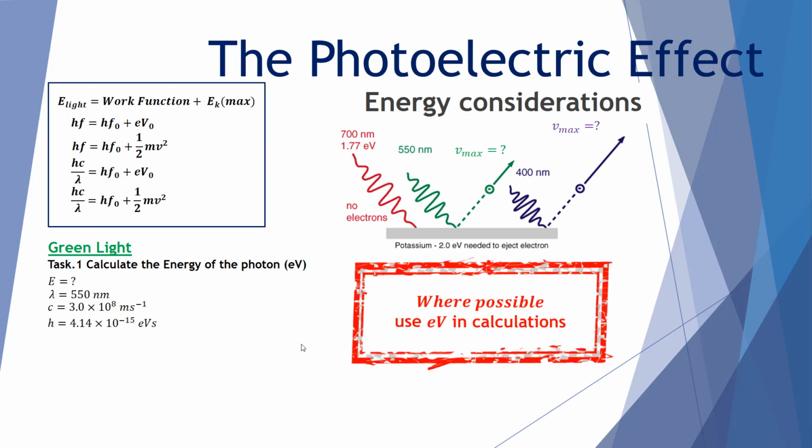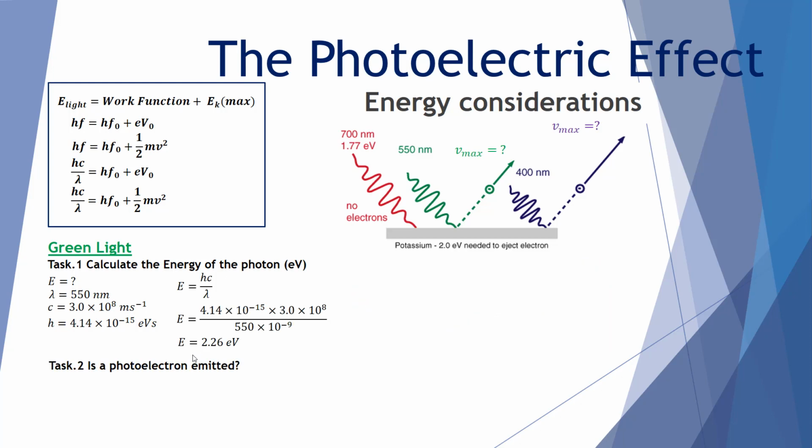The green light, same scenario, we're using electron volts where we can. Our wavelength is 550 nanometers. So we put that into the equation, E equals hc on lambda, and we discover that the energy of a green photon is 2.26 electron volts. Now, is a photoelectron emitted in this situation? Well, potassium requires a minimum of 2.0 electron volts, and this green photon is supplying 2.26 electron volts. So yes, it's greater than the work function, so a photoelectron will be emitted.